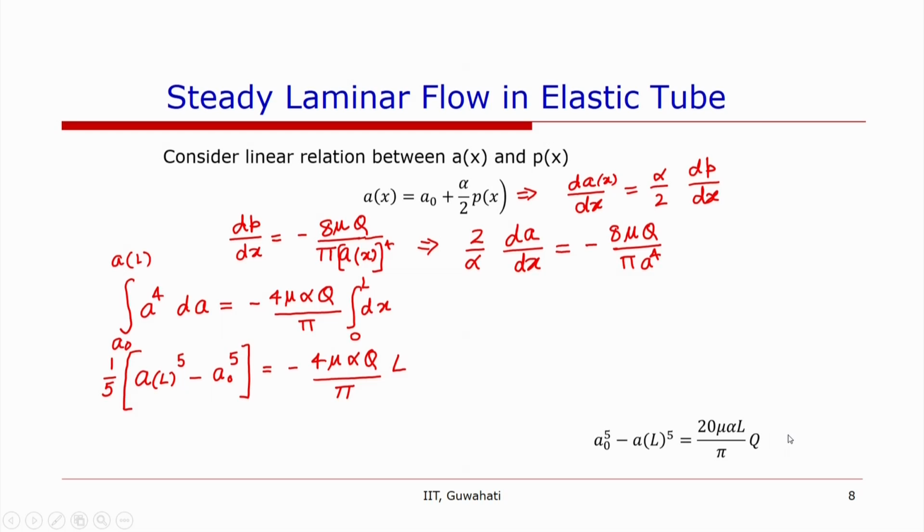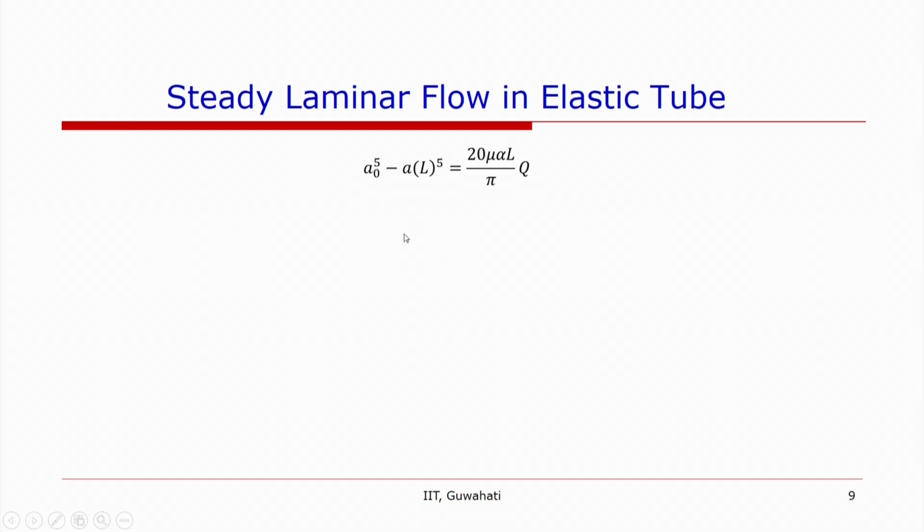Okay. So, what we can see from here, that A naught to the power 5 minus AL to the power 5 is proportional to the flow rate. Now, if this is the case, let us say if the change in radius has become AL by A naught is equal to half, then as a consequence of this, mu is a constant, alpha is a constant, compliance coefficient, L is constant, pi is constant. So the flow rate is going to change.